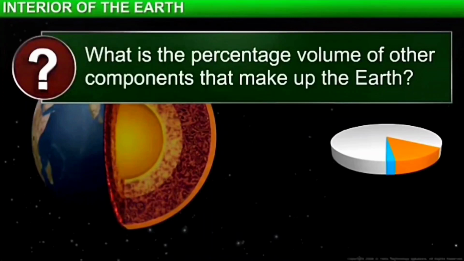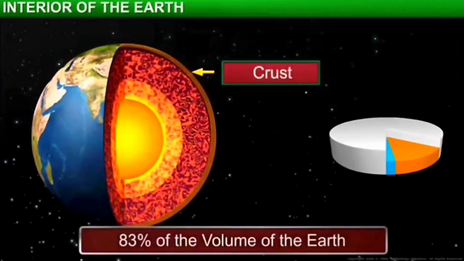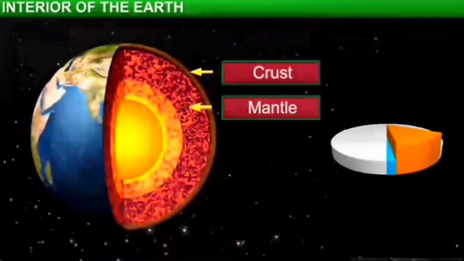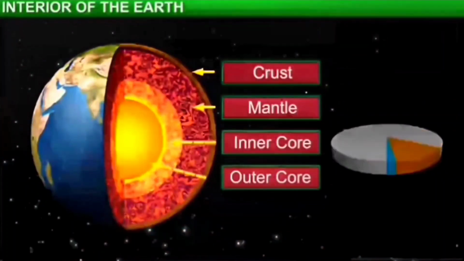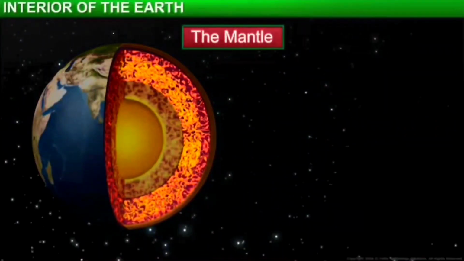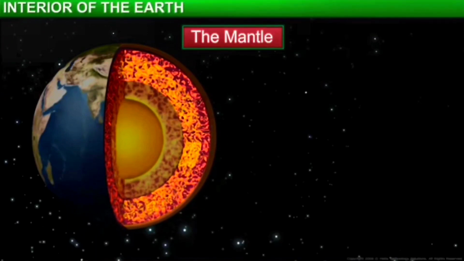So what about the other components that make up the earth? Well, 83% of the earth is made up of the mantle, and the remaining 16% consists of the inner and the outer cores. The mantle, which lies just below the earth's crust, is 2900 kilometers deep. That makes it the thickest among all the layers that comprise the earth. It is made up of thick material.